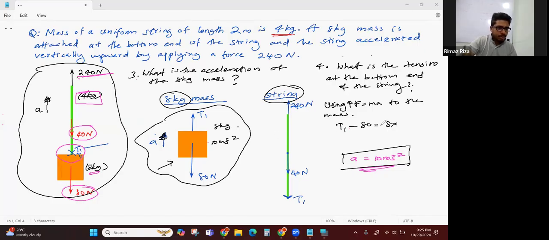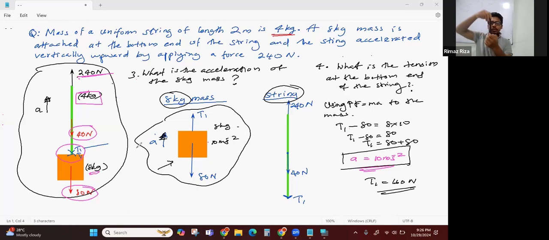So this acceleration is 10 meters per second square. So therefore T1 minus 80 equals 80. The minus 80 comes to the other side as plus 80. Therefore T1 equals 160 Newton. So the tension of the string is 160 Newton.